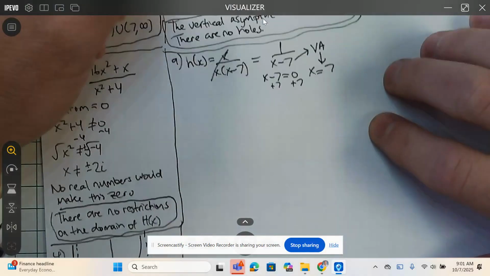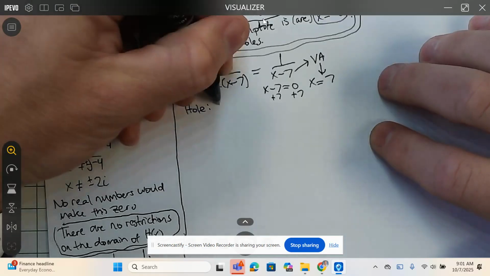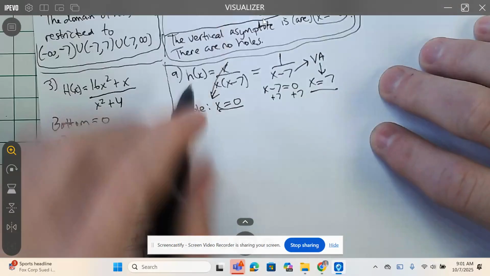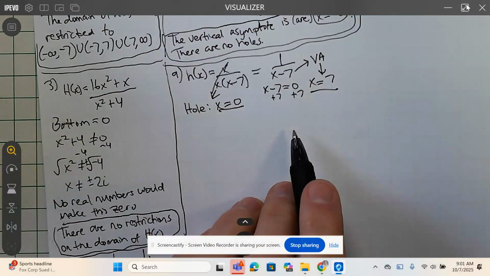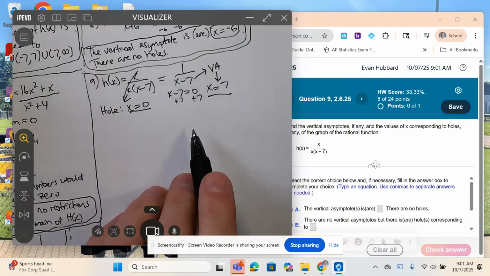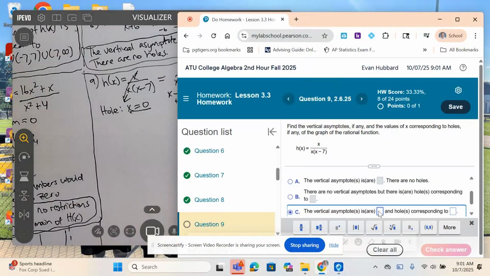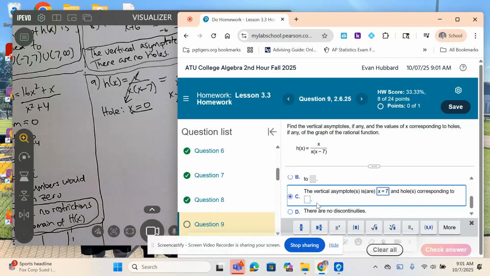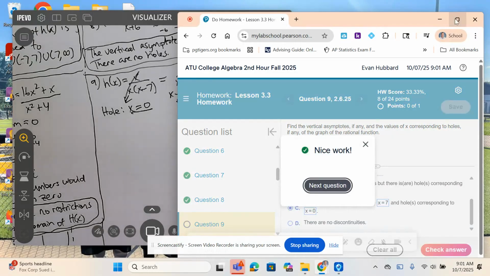And then there's going to be a hole created by what cancels. It's what makes that equal 0, so x equals 0. So you're going to have a hole at x equals 0 and a vertical asymptote at x equals 7. So for the answer, the vertical asymptote is x equals 7 and the hole at x equals 0. Okay.